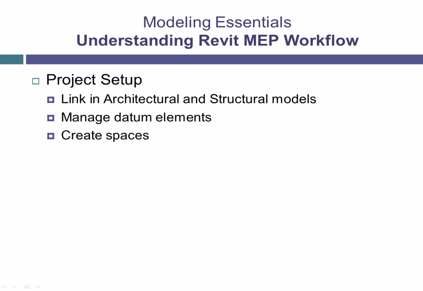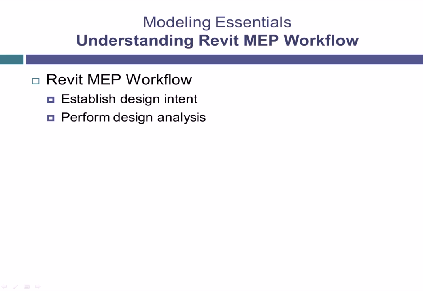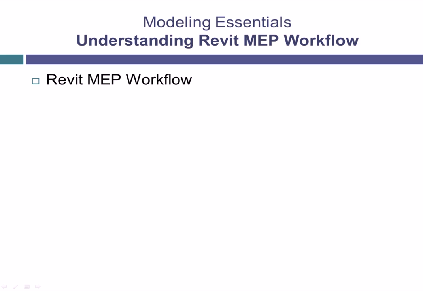Spaces are essentially containers for MEP information, such as area, volume, airflow, power loads, lighting, and so on. Once these steps have been completed, the design team can jump in and begin designing. Once a project begins, the first steps are almost always to establish design intent and begin performing initial calculations. You can create design analysis schedules as well as zoning and area plans to help you begin this process. You can also use Revit to calculate preliminary loads.